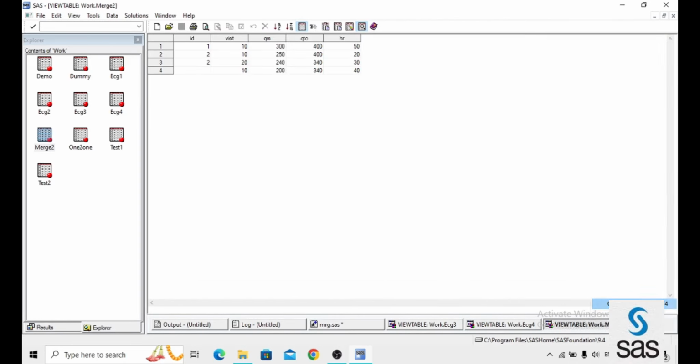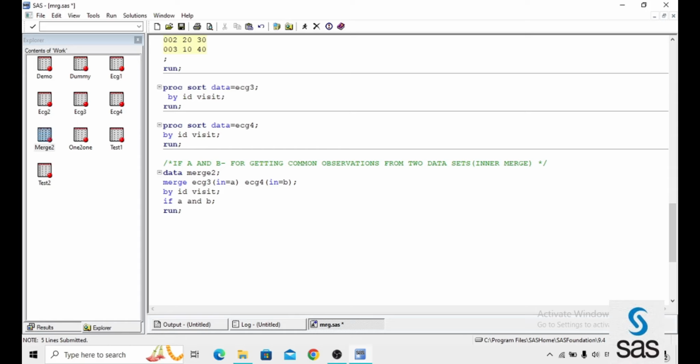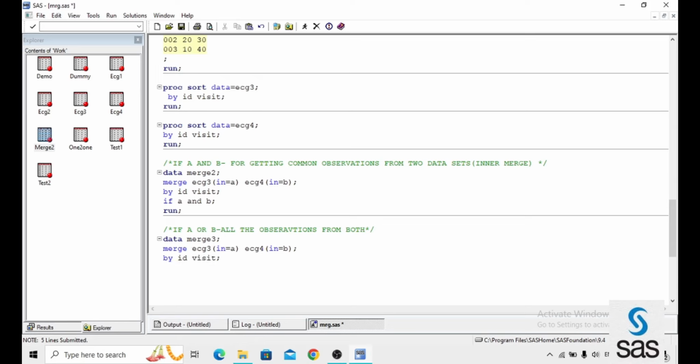And the next one is IF A OR B. Then what does it mean? All the observations from both the data sets here. Everything else is the same. I named the data set merge3, merge ECG3 and ECG4, by ID visit, and IF A OR B.